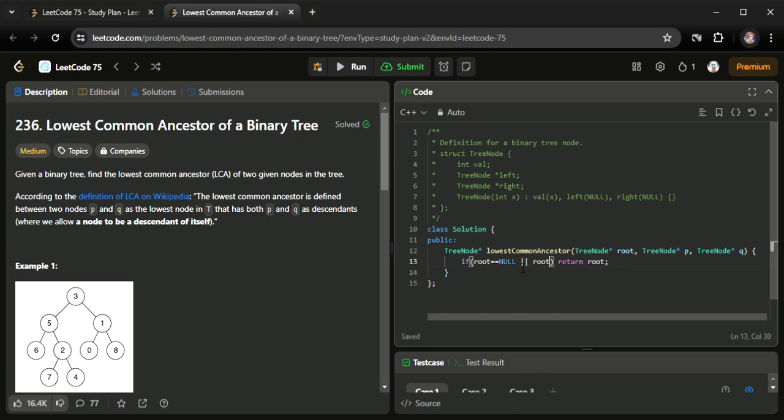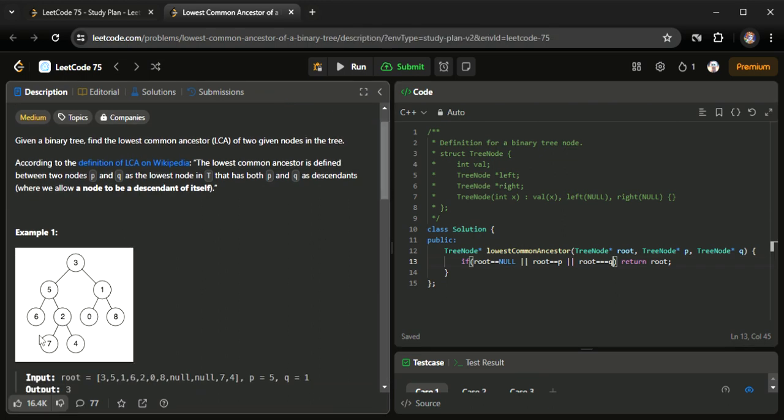Or suppose if root equals p or root equals q, then we'll return root. Why? Because if one between p and q is the root node, what will be the most common ancestor? After that there will be no ancestor that exists.